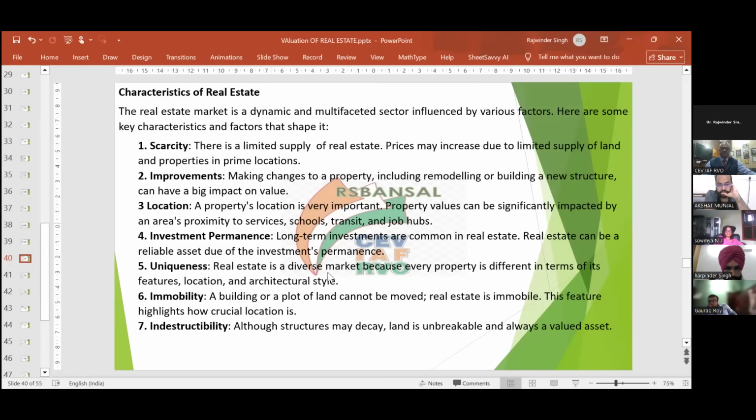Then, of course, immobility. This is the problem with real estate. You can purchase a car from Delhi and you can sell it in Ludhiana, but you cannot do it in real estate. You buy a property in a village, you cannot take it to Delhi to sell it. That is the problem with real estate.